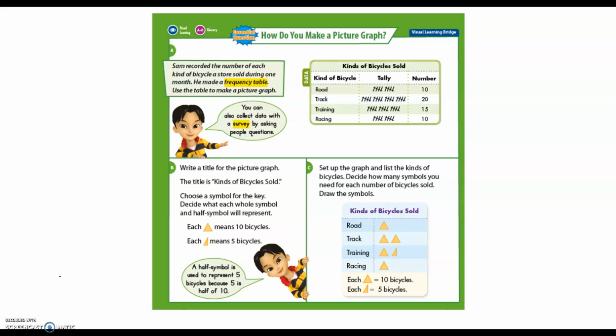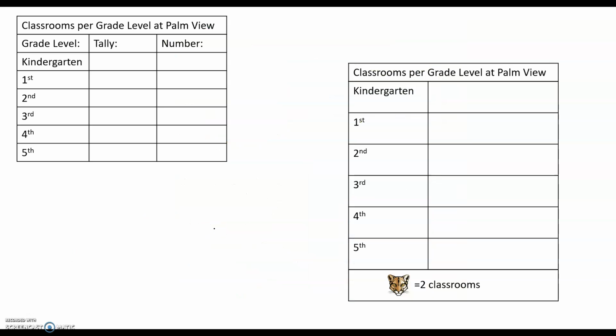Let's collect some data that we're familiar with and make a picture graph out of that. Let's talk about classrooms per grade level at Palmview. So I'm not thinking about e-learning, I'm just thinking of actual classrooms. So first, let's collect our data. Let's think about how many of each grade level there is on campus, and then we'll turn it into a picture graph. So kindergarten, we have Miss Murphy, Mr. Cordero, Miss Carter, and Captain Gleason. 1, 2, 3, 4.